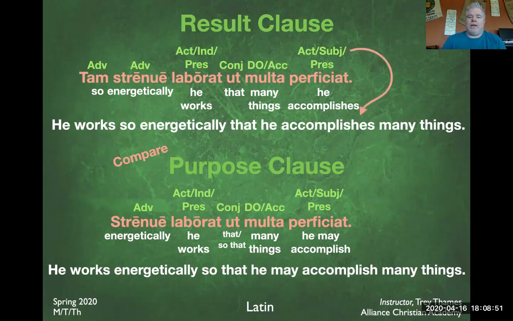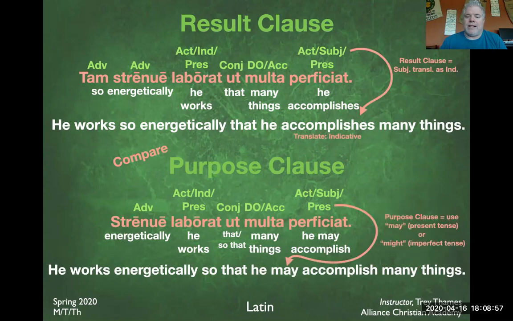And again, to point this out, result clause equals subjunctive being translated as indicative, he accomplishes these things. But down here is a purpose clause. Purpose clause means you use may or might. And here, since perficiat is present tense, we use may. He works energetically so that he may accomplish these things. So these are two examples of how to translate result clause and purpose clause, whether it's imperfect or present tense, it doesn't matter. These are the ways that you translate it.